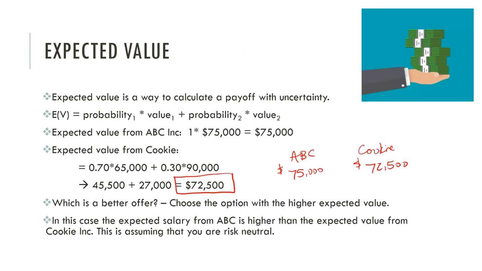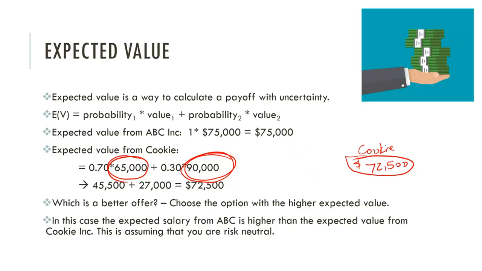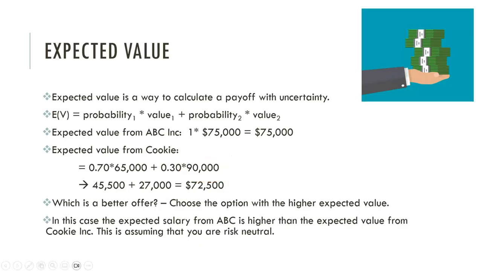Now, are you going to get an offer of $72,500 from Cookie? No. In this case, it's either going to be $65,000 or $90,000. $72,000 is never going to be the offer. It's just the weighted average, right? The expected value is a weighted average. And it's not just the average of the two because one has a higher probability than the other. So that's why we need to put in those 0.7 and 0.3. So you're going to get 65 or 90. 72 isn't an option, but it helps us put those things together and figure out the odds of getting that higher amount.